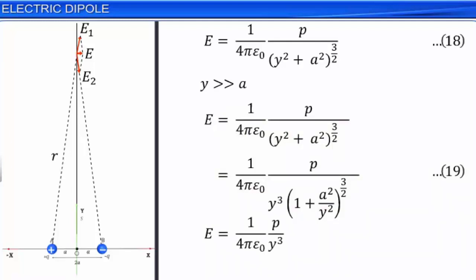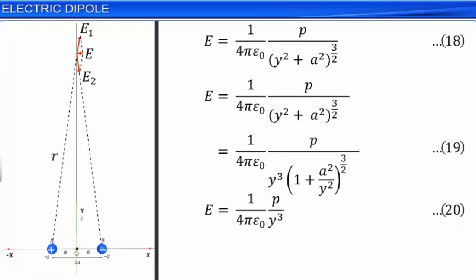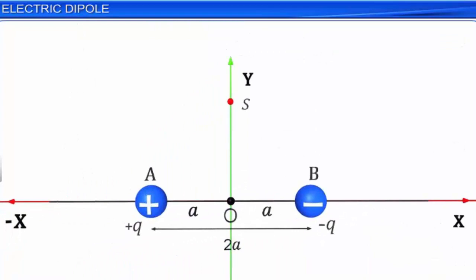In vector notation, electric field strength E can be expressed as shown in equation 21. The minus sign is used since the electric field strength E is opposite to the direction of the unit vector P cap. For a given dipole, the magnitude of the dipole moment P is constant. From the expression of the dipole moment, we get charge q is equal to P by 2a. Hence, as the length of dipole 2a tends to 0, the magnitude of the charge q tends to infinity, so that the dipole moment P equal to 2aq becomes finite.